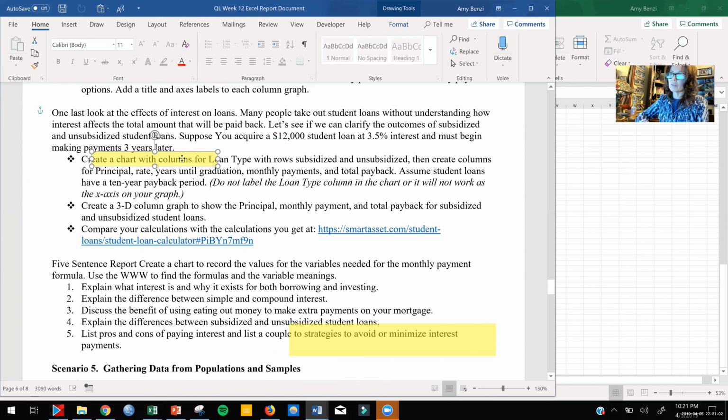We're going to create a chart with the types of loans, and then we're going to create 3D columns to show the principal, monthly payments, and total payback for each of the loans. Then we're going to go to this site right here and check our calculations. You guys can go to that site and check your calculations. I'm not going to actually go to the site; I want you guys to do that, and also look at other loan options on that site.